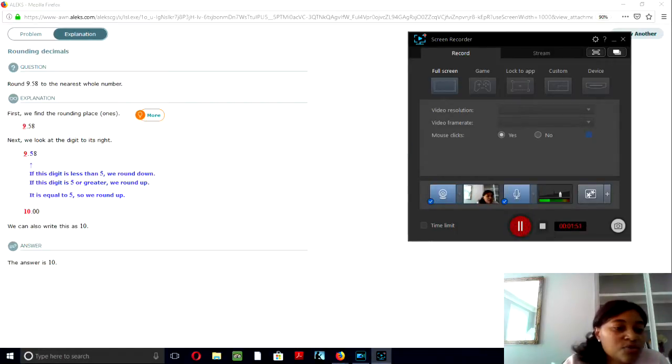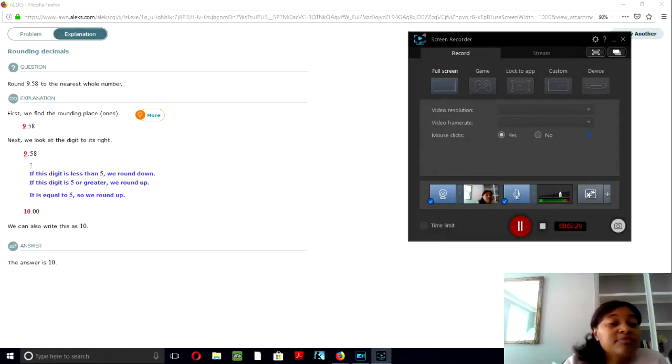Okay, we're moving on to rounding decimals. So we have to round 9.58 to the nearest whole number. 9 is the whole number. The number next to that is the 5. So we would either round up or down. If the digit is less than 5, we will round down. If the number is 5 or greater, then we round up. Since the number is 5, we will round up, which will make the answer 10.